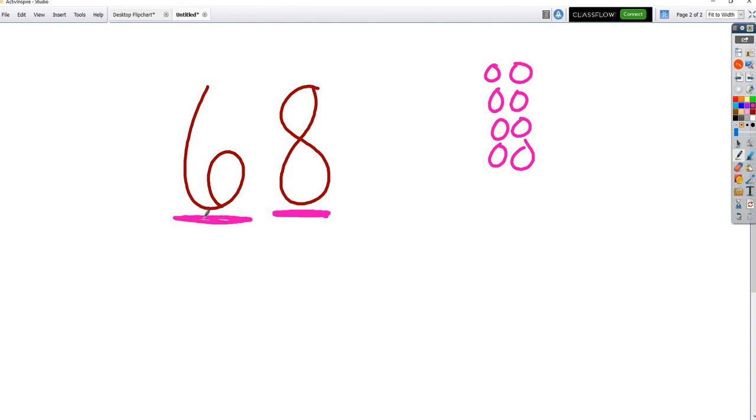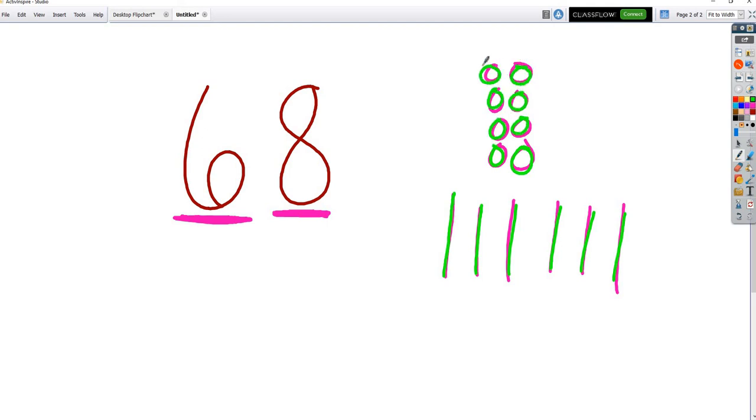Good, that's the tens, so I need 6 of them. And remember, 6 tens can just look like sticks, just lines. And we want to make sure that this is the number 68. I'm just going to count and make sure. Remember, since these are tens, I can count by tens. 10, 20, 30, 40, 50, 60, 61, 62, 63, 64, 65, 66, 67, 68.